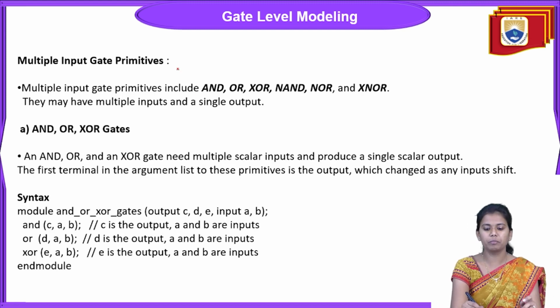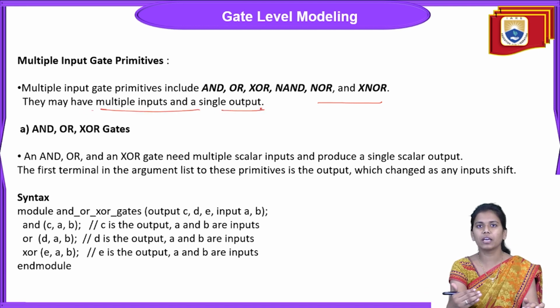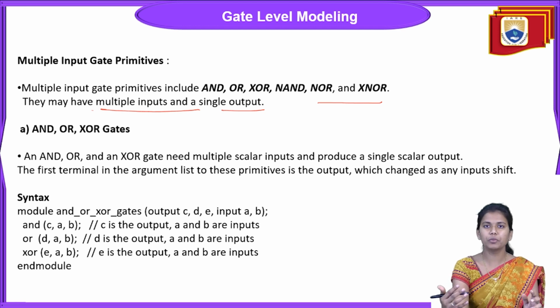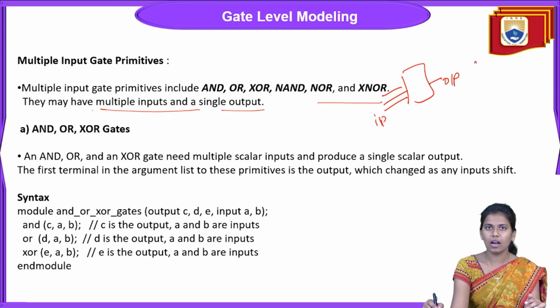Coming to multiple input gate primitives. What do multiple input gate primitives talk about? They include AND, OR, XOR, NAND and XNOR gates. These are the basic and universal gates, and they may have multiple inputs and a single output. Previously we discussed single input primitive gates, and now we discuss multiple input primitive gates, which have multiple inputs and a single output.